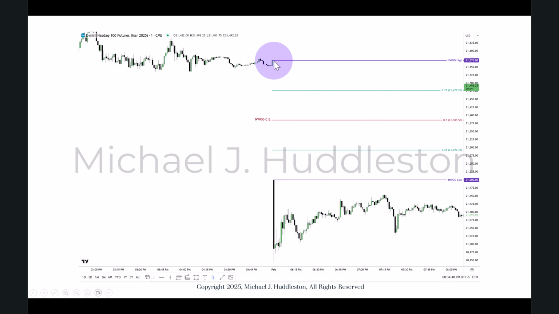Putting the fib on the closing price on Friday and the opening price on Sunday 6 p.m. Eastern time gives you your new week opening gap gradients. Here's the lower quadrant, consequent encroachment or mid gap, upper quadrant, and then the high.